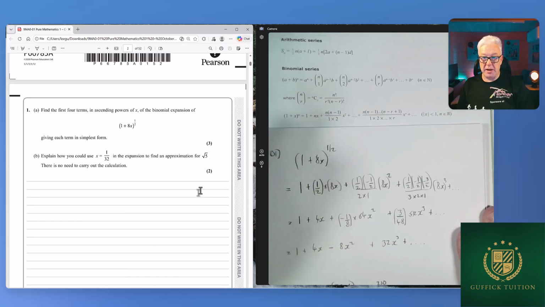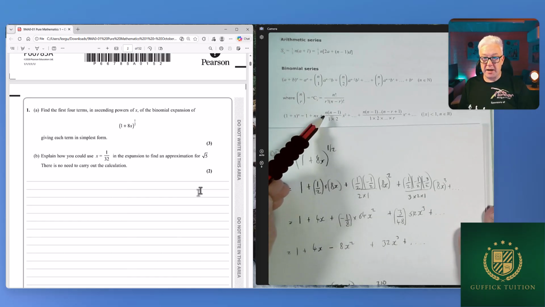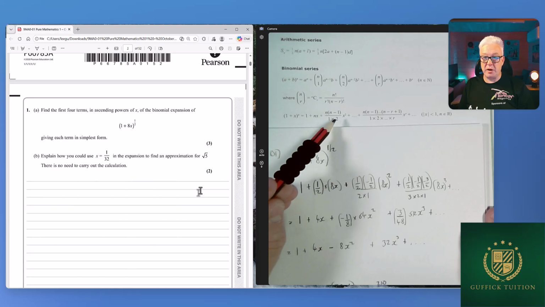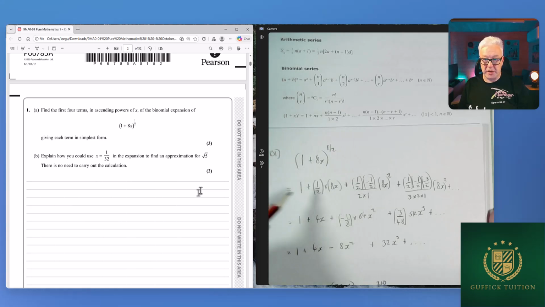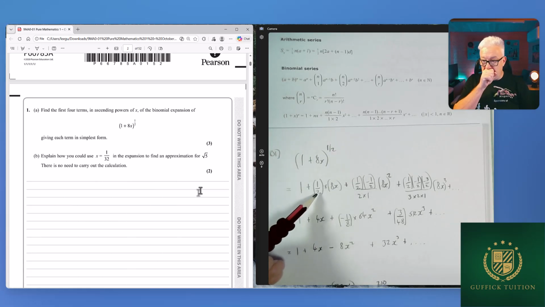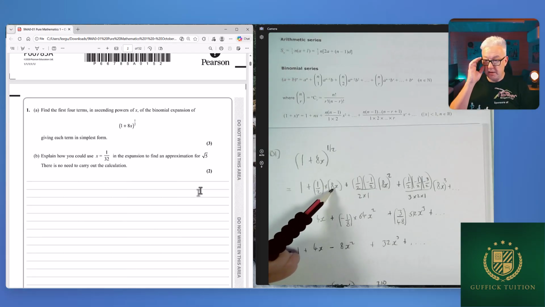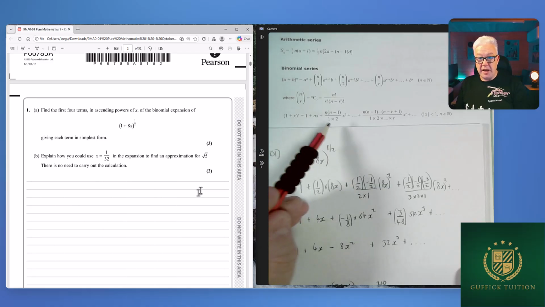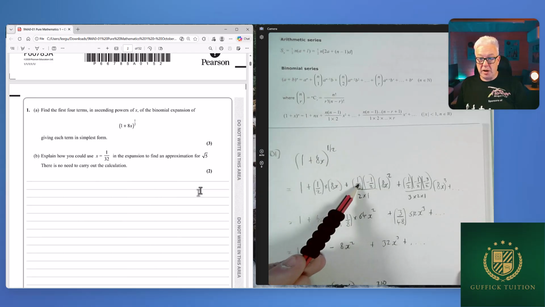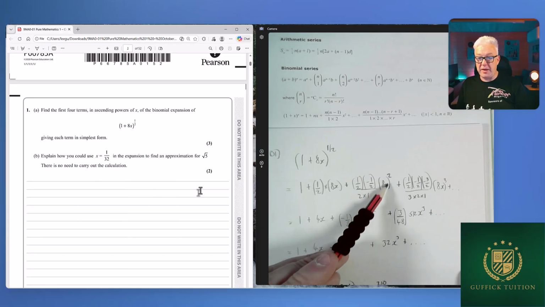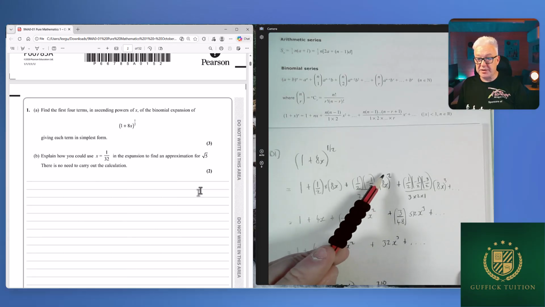So the formula is 1 add n times x plus n times n minus 1 over essentially 2 factorial. So our n is a half. So we're going to have 1 add n times x, and our x is 8x. Then the next term is going to be n times n minus 1, so a half times a half minus 1, which is minus a half, over 2 factorial, times by the x, which in this case is 8x squared.